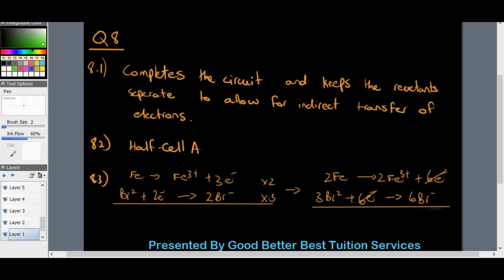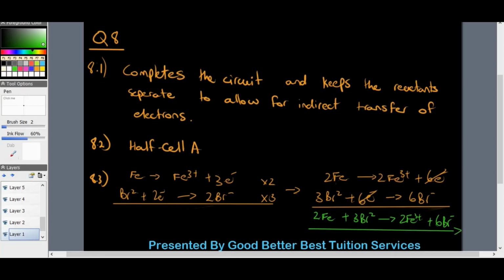You'll keep the same color, but I'm going to switch color. Obviously, we know that we write down oxidation first from the top, so we write down 2Fe, and everything on the left, plus 3Br2. And everything on the right, we have 2Fe3 plus plus 6Br minus. All right. And this is our final net equation.